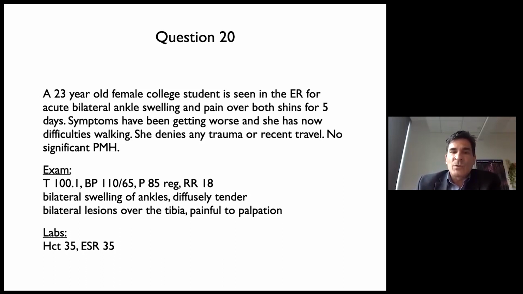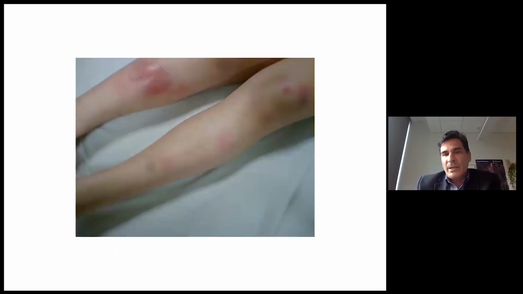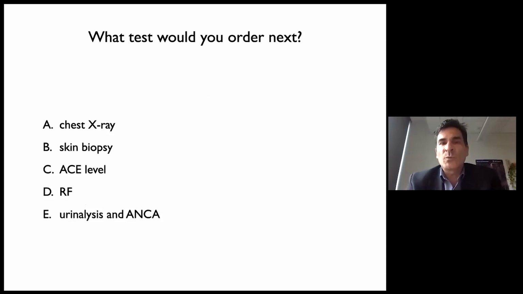Hematocrit is borderline, and these are slightly elevated. And this is a picture of these lesions. So you see these slightly raised erythematous bumpy lesions on the patient's legs. And the question is, what would you order next? A, chest X-ray, B, a skin biopsy, C, an ACE level, D, rheumatoid factor, or E, urinalysis and ANCA. And the correct answer is A, a chest X-ray.